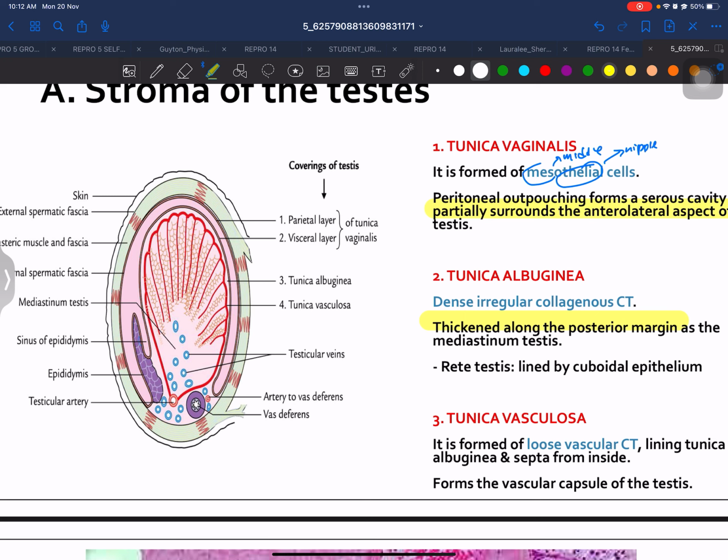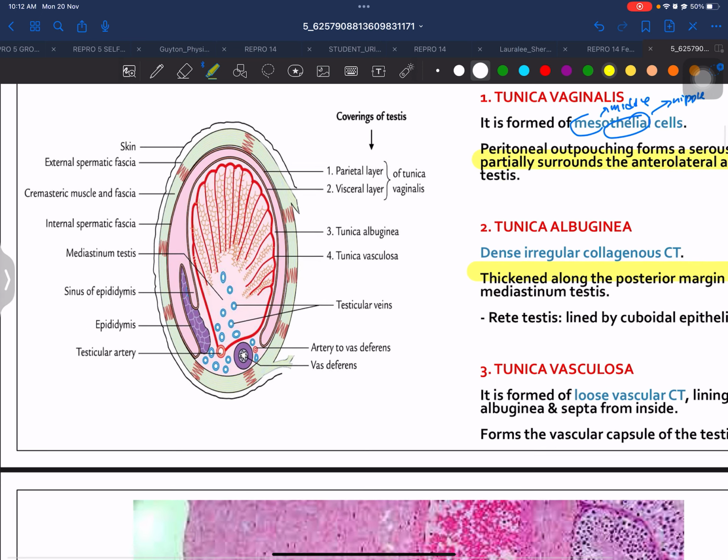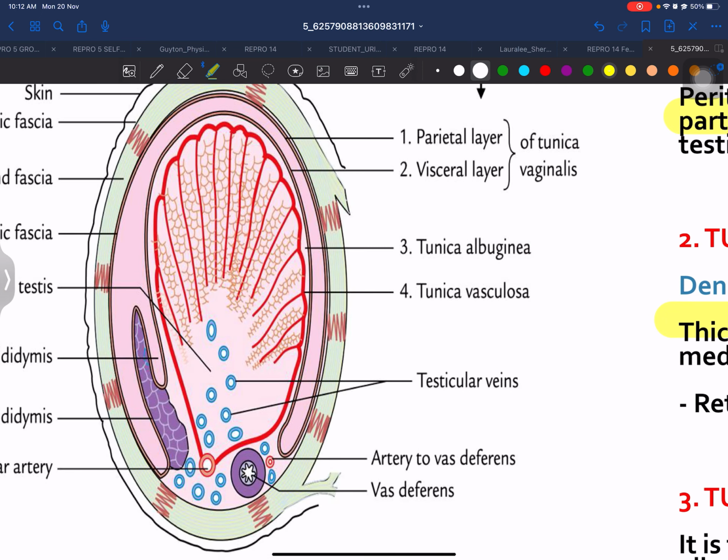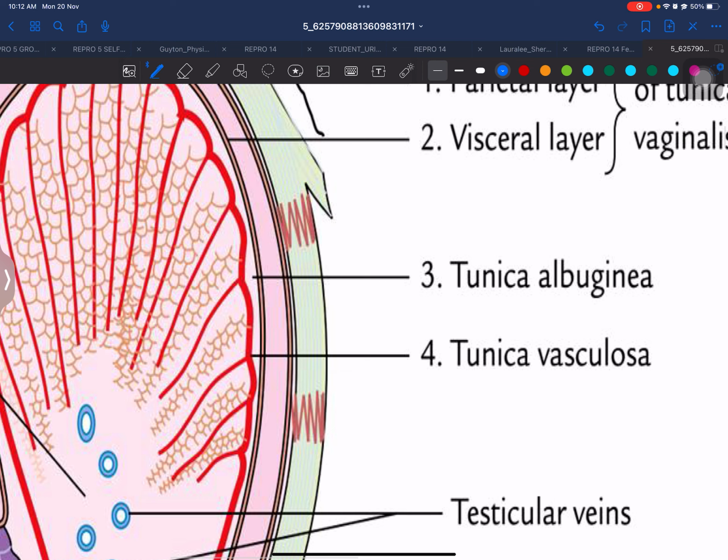The third layer of the stroma is the tunica vasculosa. These red colors are the tunica vasculosa. It is loose vascular connective tissue. There are a lot of blood vessels here, forming the vascular capsule. Dia macam ada banyak jaringan blood vessels at this tunica vasculosa. So these are the first layers.